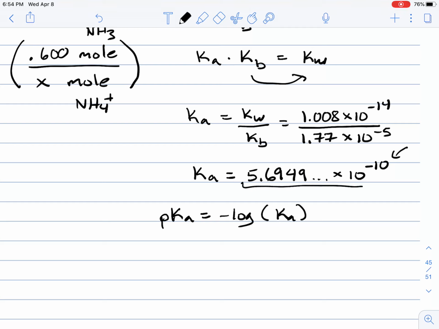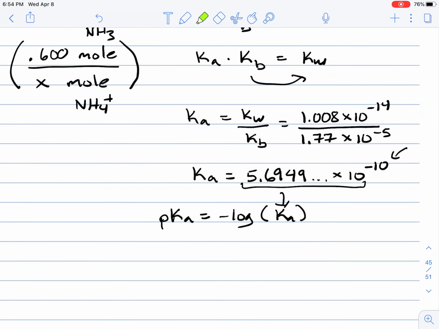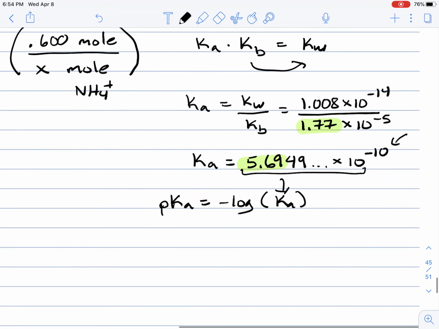And so I'm going to go ahead and plug this guy into here. And so let's talk about sig figs real quick. Here there are 3 sig figs, and so I'm going to go ahead and highlight the first 3 significant figures that I see, just to remind me of how much I'm supposed to record.